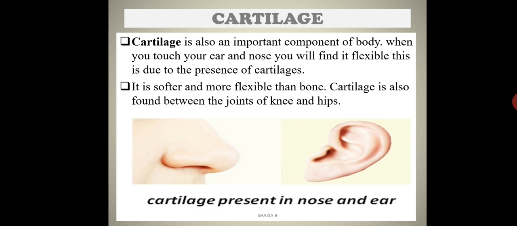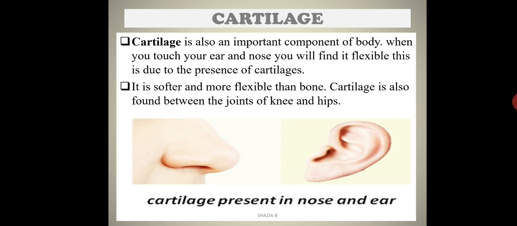So cartilage is a type of bone which is flexible. It is softer and more flexible than bone. It is semi-transparent, elastic, and flexible. Cartilage is also found between the joints of the knee and hip. Not only there, cartilage is also present in some parts of the joints, like in the knees and hips, and in the ear and nose, and also as a covering of bones in the movable joints.